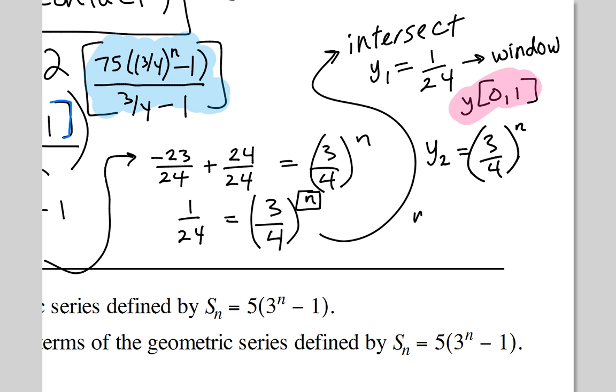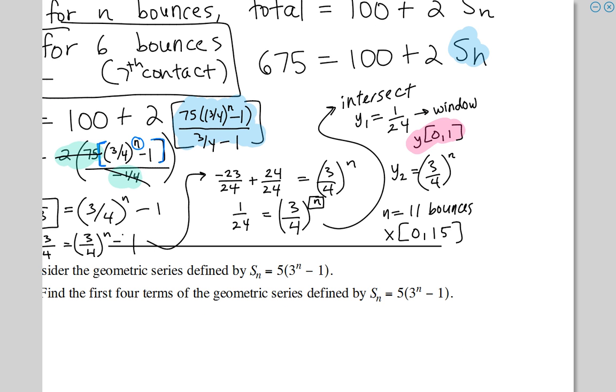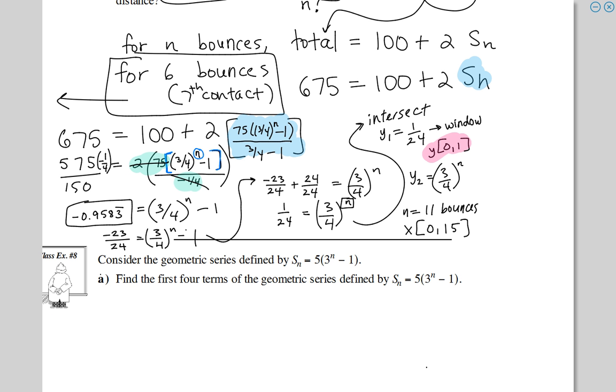The answer is 11, 11 bounces. So you're going to need to make sure your window in x gets to 11. And you won't know that the first time. So you'll have to play around with the window. Very, very challenging question right here. I'll talk about the test tomorrow.